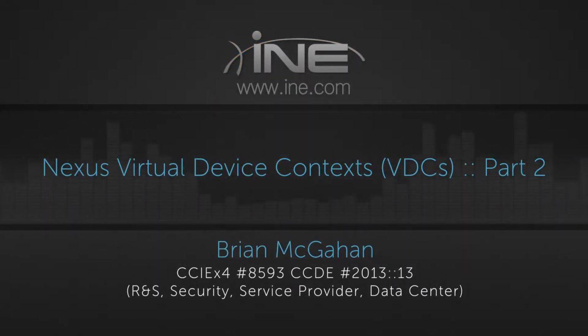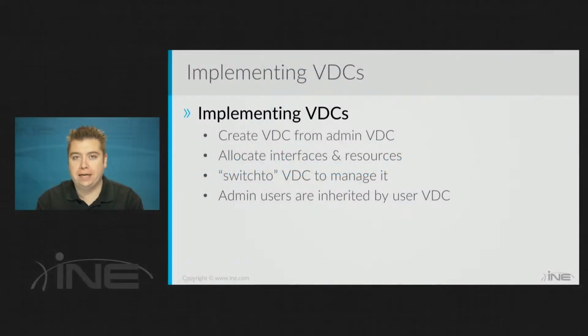In our next section, we're going to look at the implementation of the virtual device context on the Nexus 7K, and we're going to start with the basic initial configuration dialog, look at how we configure the admin VDC, how do we do interface allocations, and then what are the other specific attributes that we can modify, for example, like the resource limitations, the resource templates that are going to apply to the different virtual device contexts.